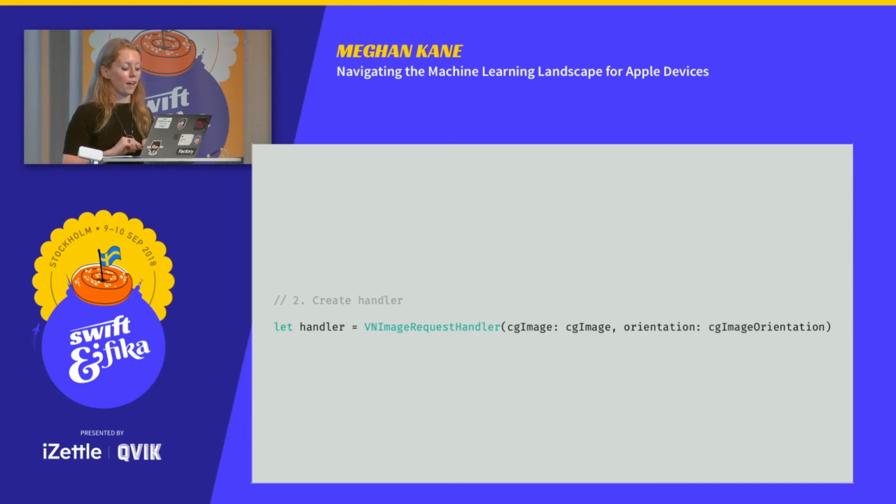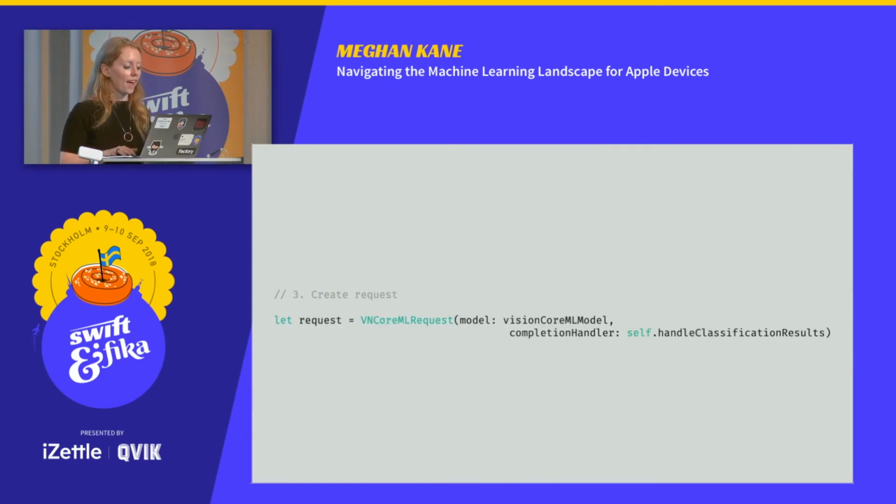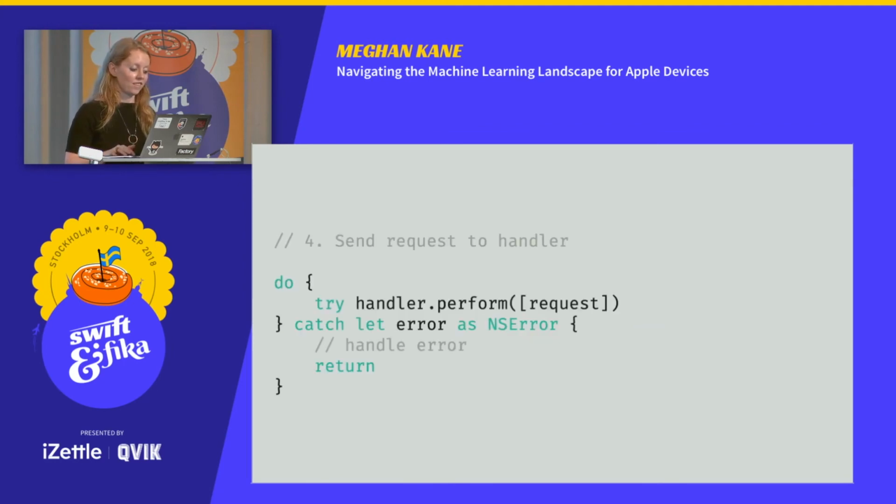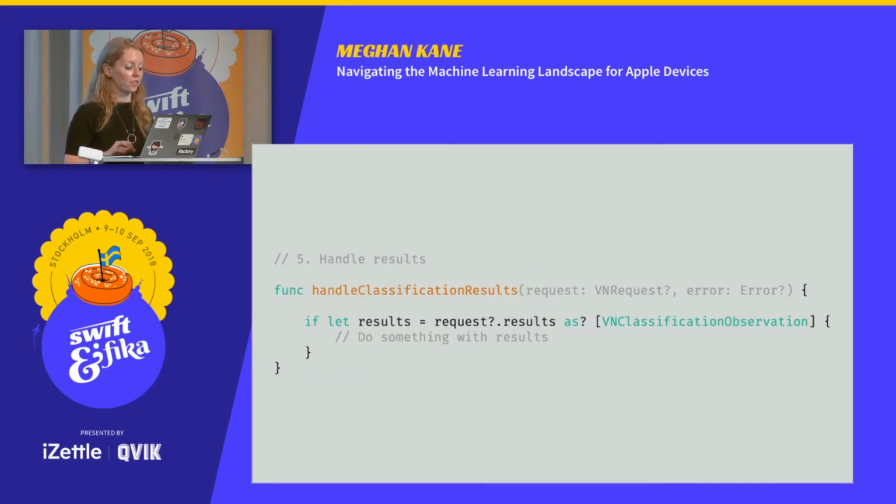Then after that, we create the handler just like before, and we are just passing in the CG image and the orientation. And then we create a request, this time with a VN CoreML request. And we just simply pass in the model and the completion handler for this. We call perform on the handler with the request. And finally, we handle the results.